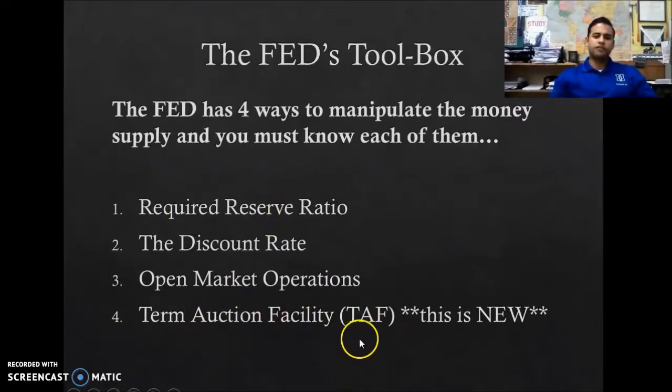TAF, Term Auction Facility, is a new tool of the Fed that was actually invented during the financial crisis in 2007. So really, when I say you are not going to understand the way that the Federal Reserve manipulates the money supply if you don't understand these, I mean if you don't understand 1, 2, and 3. You must understand all 3 to understand how it is exactly that the Fed can control the money supply.